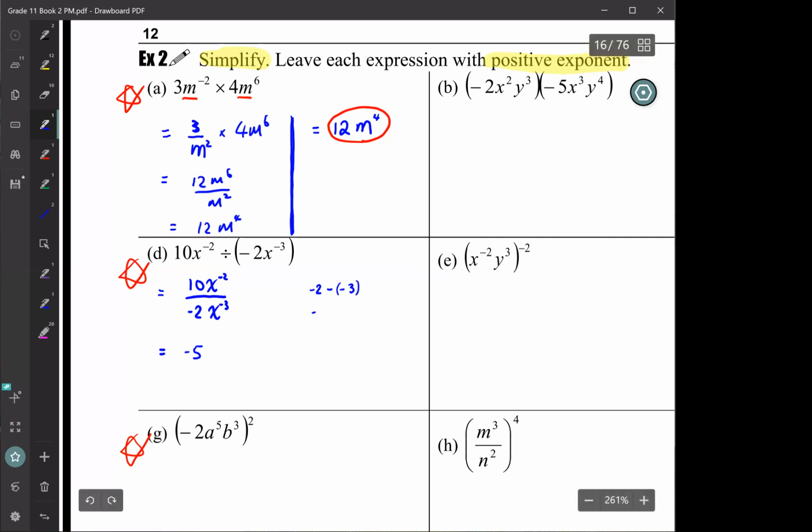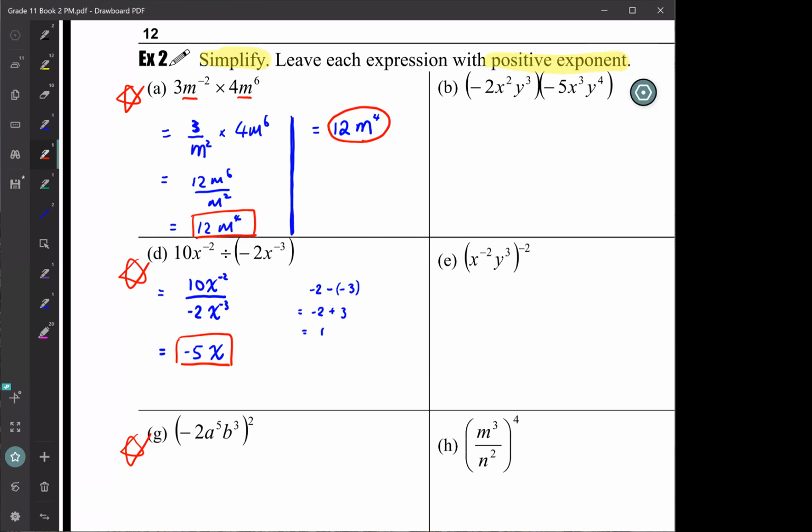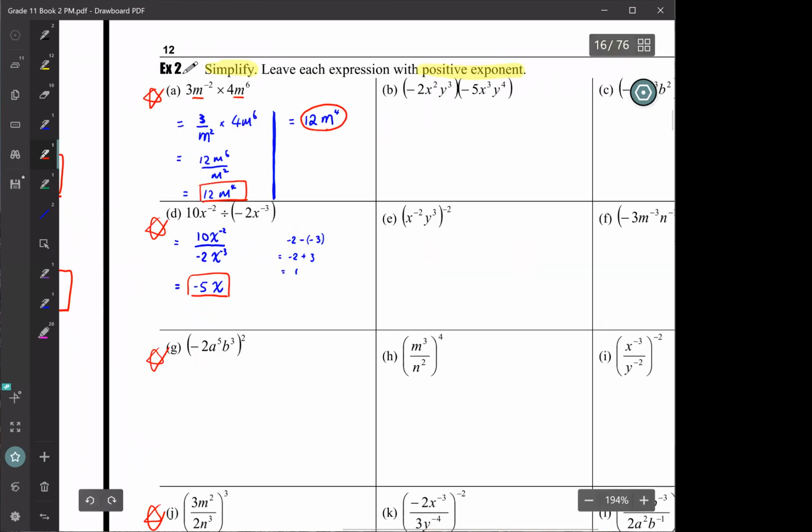Yeah, -2 plus 3, so it becomes 1. So the answer should be what? -5x. Yeah, okay, -5x to the invisible one, you don't need to do anything. Because your final answer doesn't have a negative exponent anymore, you don't need to worry about it. You only need to use the negative exponent rule if your final answer still has it, then you make it positive at the end. Got it? Okay, let's move on to the next one.